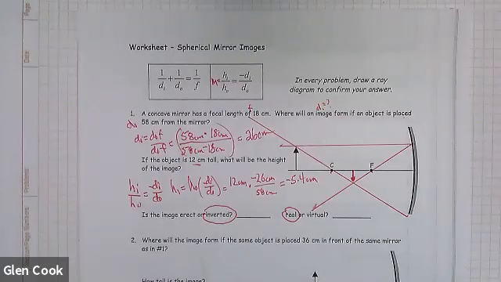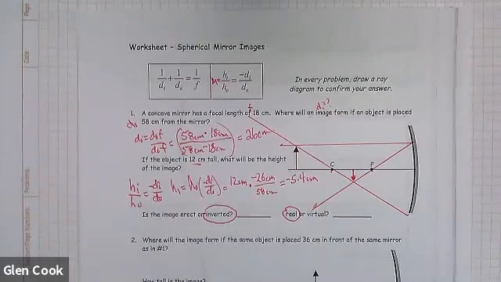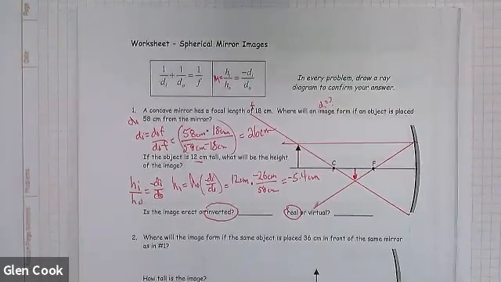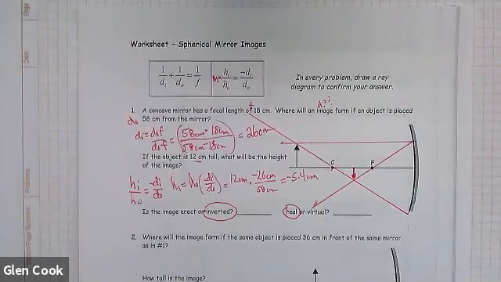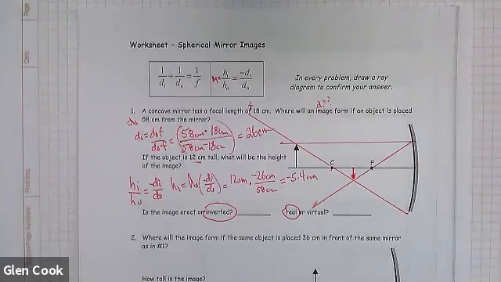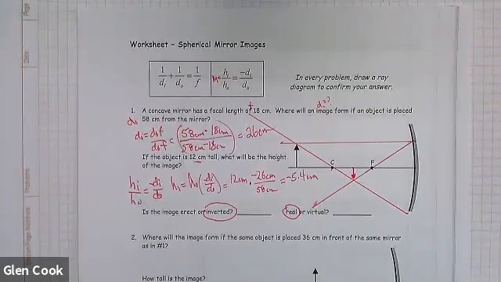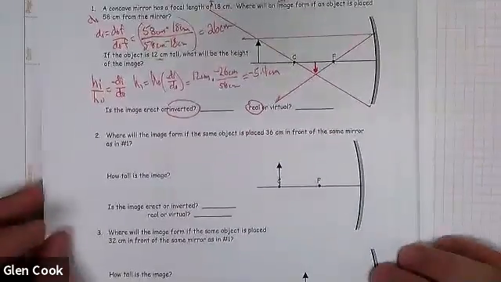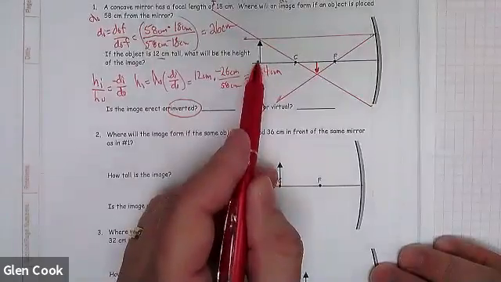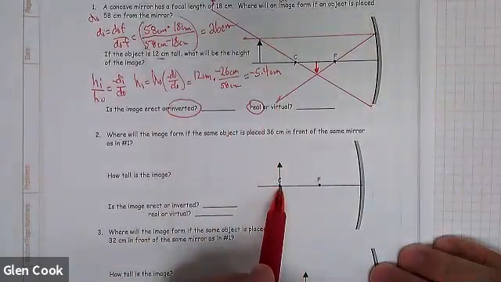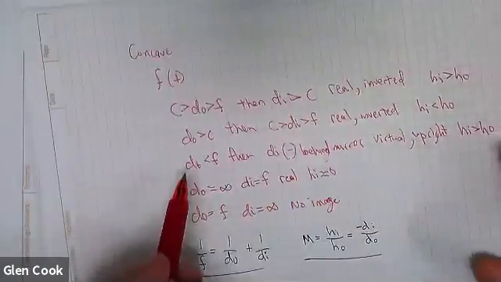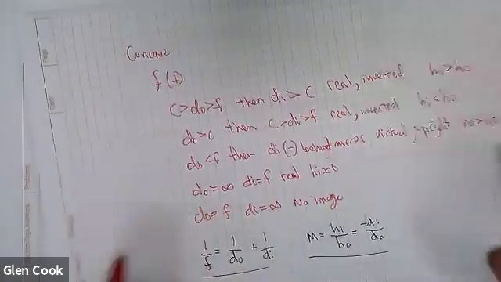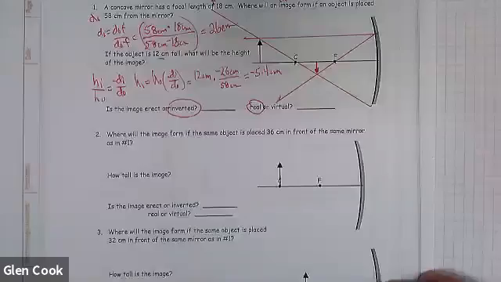Okay, so we're going to keep the mirror the same and just move through putting things in different positions. All right, so the object moved from here to here. So DO equals C. I didn't do that case; I did if DO is greater than C. If DO equals C, where do you think the image is going to be?